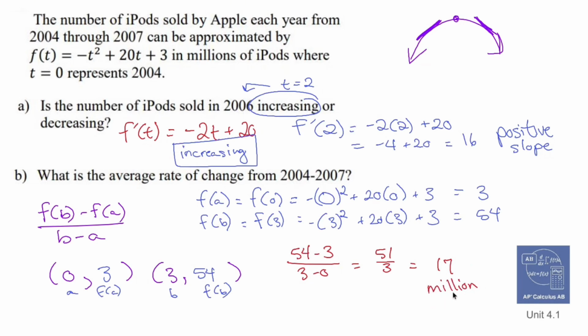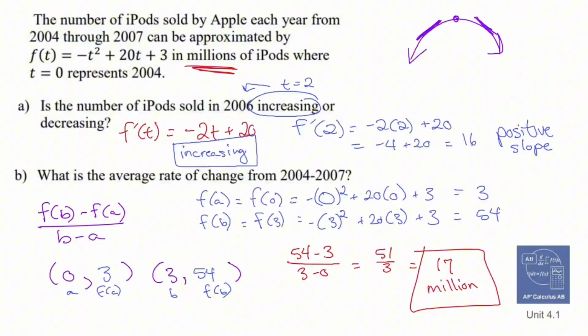million. Now, where did I get that million from? I don't think Apple only sold 17 iPods per year. They probably sold a few more than that. I don't know business, but it says up here that it's in millions. So the average rate of change is going to be 17. Between 2004 and 2007, they sold 17 million iPods or iPads or whatevers per year. And yeah, that's how you do it.